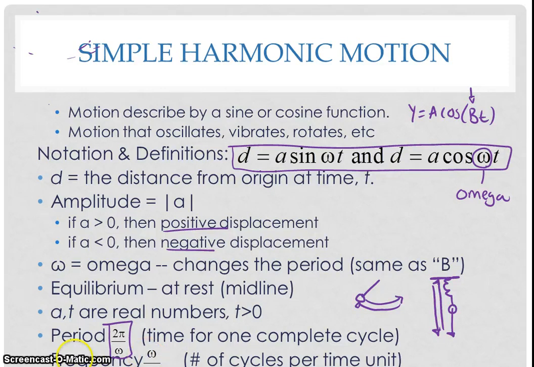The frequency is omega over 2 pi. It's the reciprocal of the period. It's the number of cycles per time unit, so it's just the reciprocal of the period.